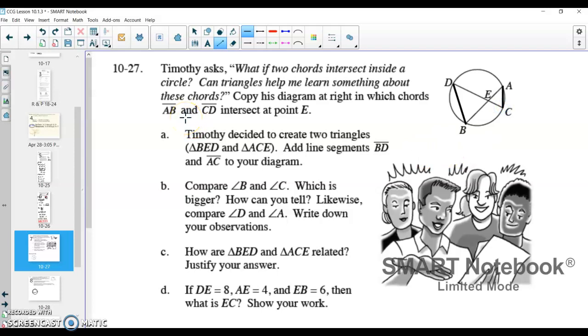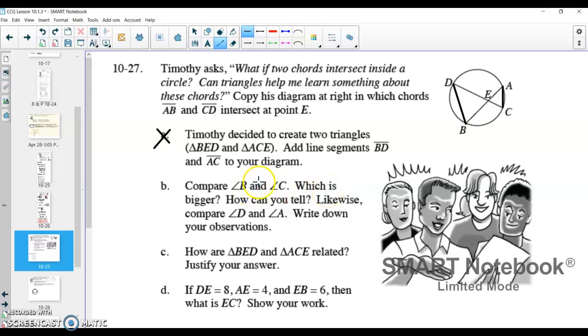Alright, so we have that part done now. So A is done, because I added line segments BD and AC to make those triangles. Alright, the next thing it wants us to do is compare angle B and angle C, which is bigger.